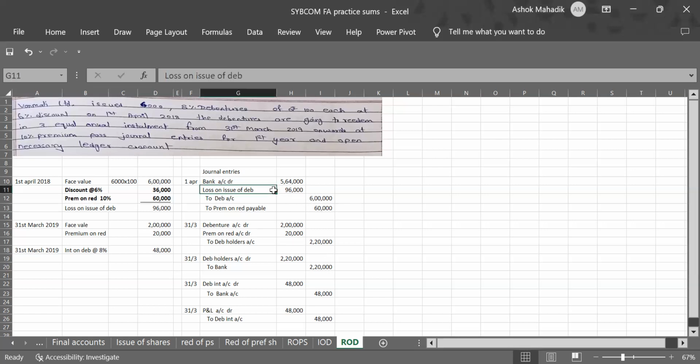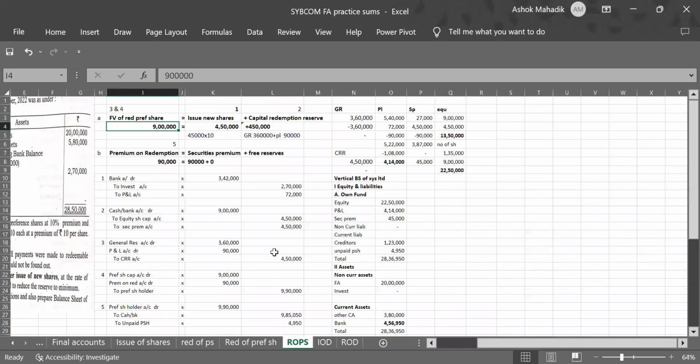You remember, in preferential, I'll take you to that reduction or preferential sum. You remember these equations? See the second equation, premium on redemption. We used to write off against security premium or free reserves, right? Same way in debentures also this premium is there, and it has to be written off against security premium or free reserves, that is PNL general reserve. So you have to pass the same entry even for debentures.